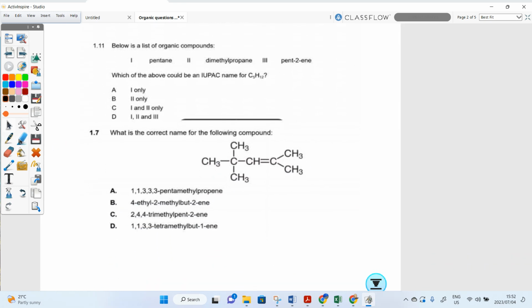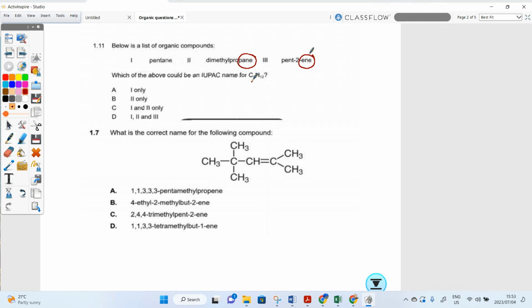Okay, now they're giving us a list of organic compounds. Pentane, dimethylpropane, and pentene. Now if you look at pentane, the general formula will be CnH2n+2. Dimethylpropane will be CnH2n+2. Pentene will be just CnH2n. If you know that, it's going to make your life so much easier in the exam. So they say, which of the above could be an IUPAC name for C5H12?